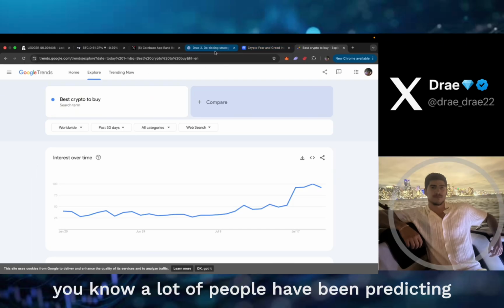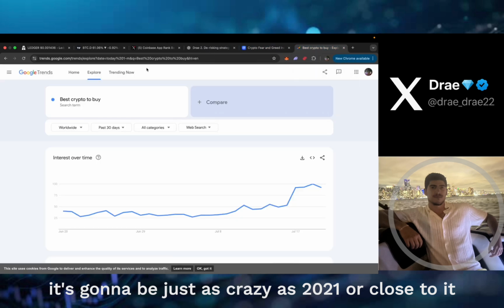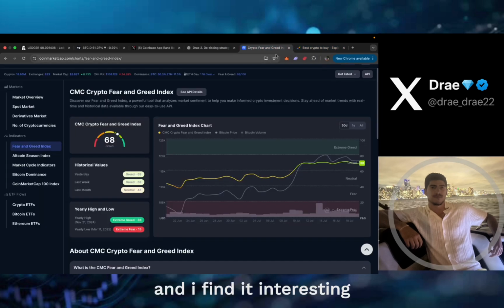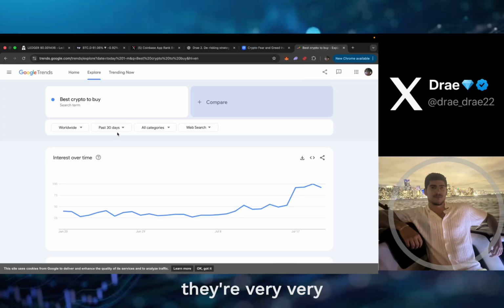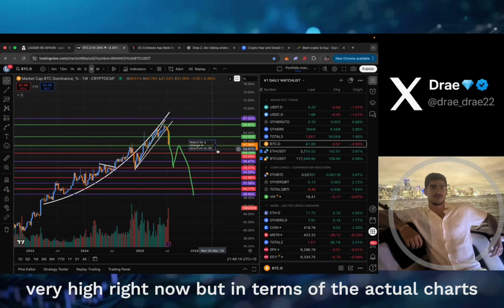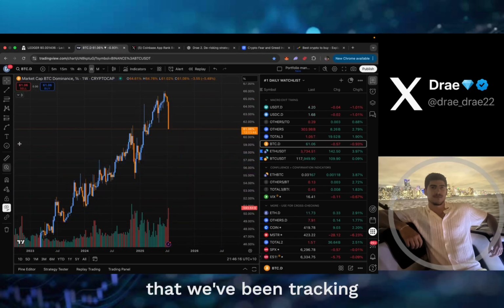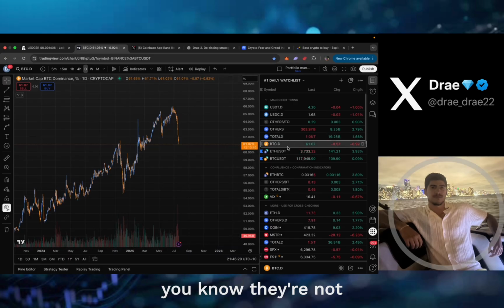A lot of people have been predicting that this cycle is actually going to be, in terms of alts, just as crazy as 2021, or close to it. And I find it interesting because these Google Trend indicators are very, very high right now. But in terms of the actual charts that we've been tracking, they're not.